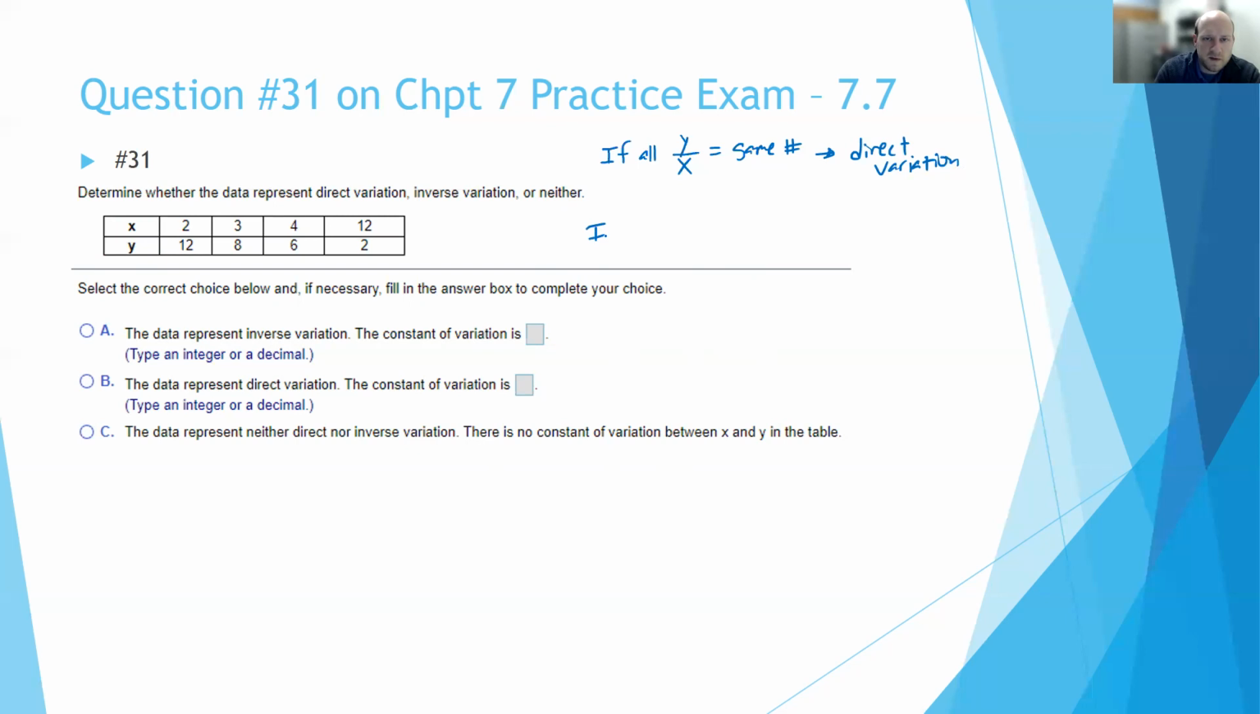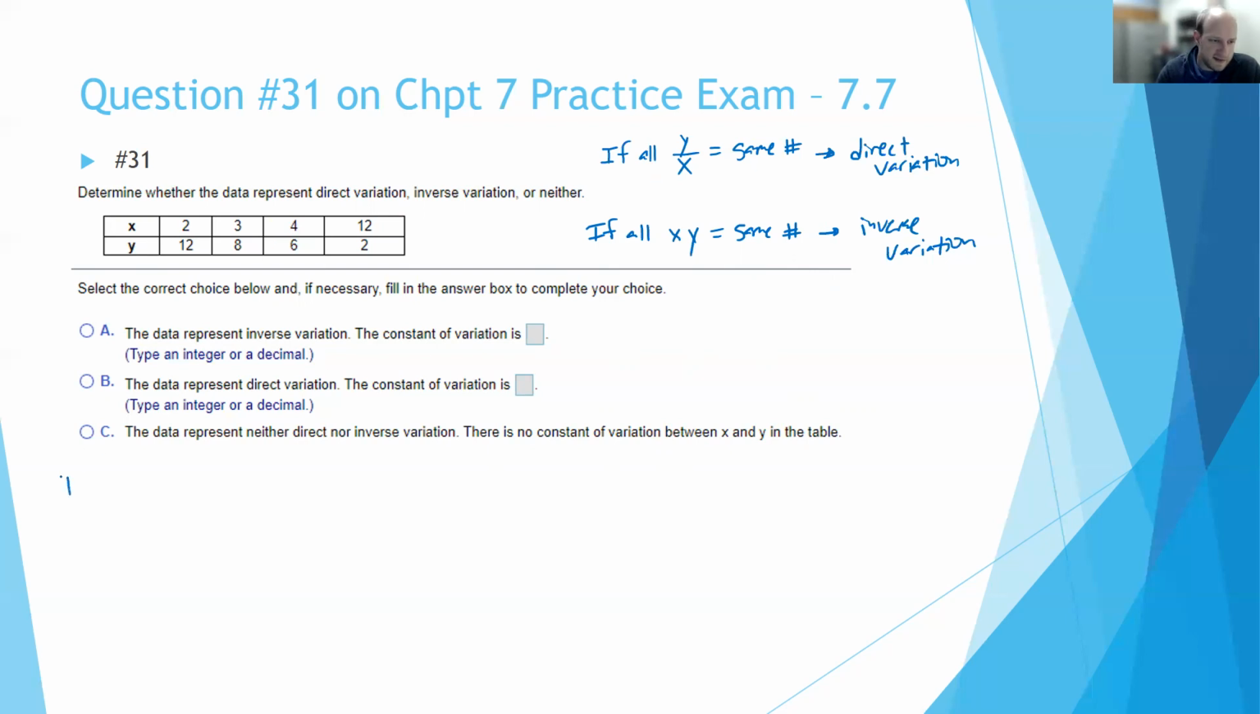If all of x times y equal the same number, that would tell us that it is an inverse variation problem. And if neither of these were true, then it would be neither direct nor inverse variation. It might be some other type of variation that we haven't talked about yet, and that we won't talk about in this class, but you will maybe talk about in a different class. So let's try that.